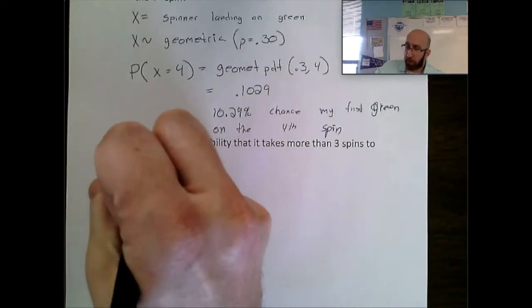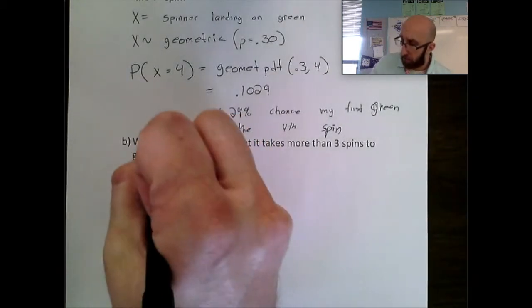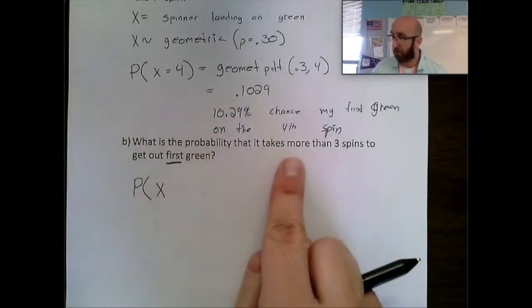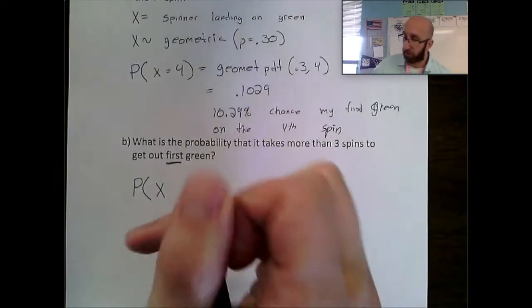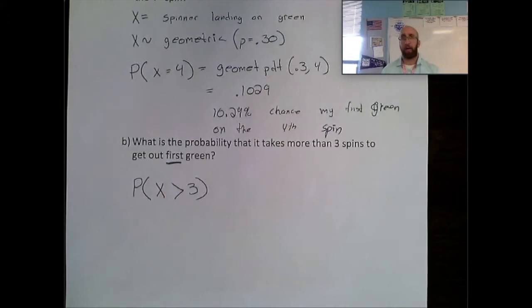Now, what we're trying to find the probability of, that is changing, so I'm going to write that new notation. So what is the probability that it takes more than 3 spins to get our first green? Well, x represents our spinner landing on green, and to represent the probability that it takes more than 3 spins to get our first green. So more than 3. That is our inequality there.